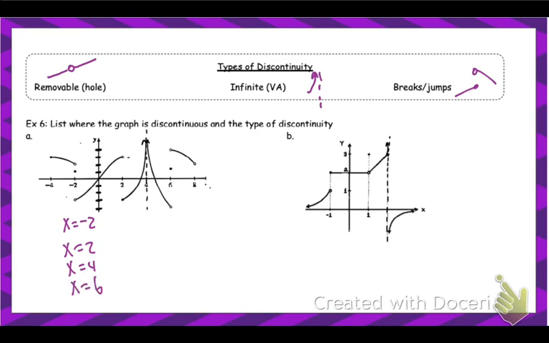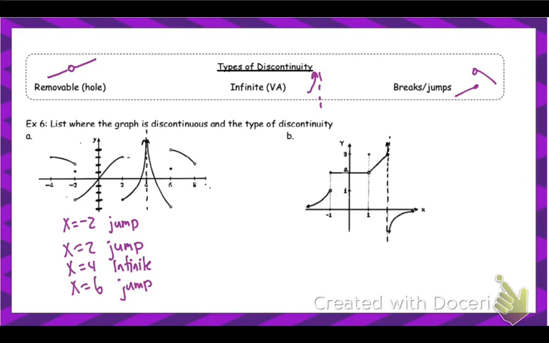Well, let's talk about what's happening there. At negative 2, that is a jump or a break. Because again, your graph jumps from this point down to this point. The fact that this point is here, that doesn't really affect the type of discontinuity. That point could be there, it might not be there, doesn't change it. X equals 2 is also a jump. X equals 4 is an example of an infinite discontinuity or vertical asymptote, because you can see at that point your graph is going up to infinity. Then the last one is also a jump or a break.